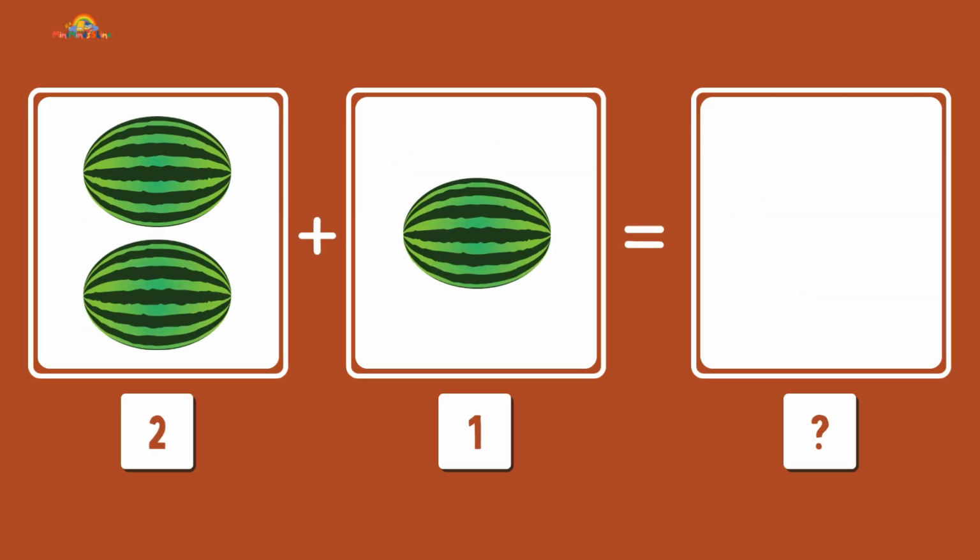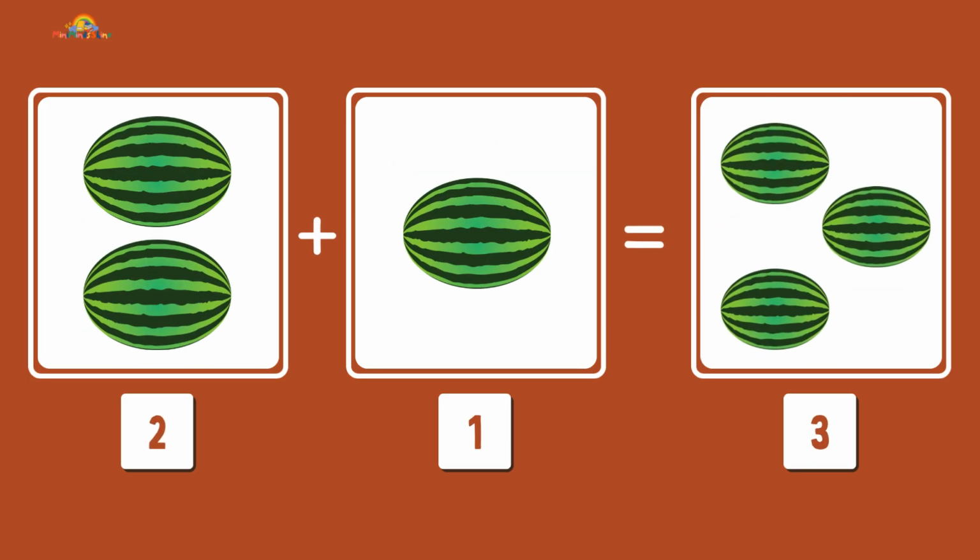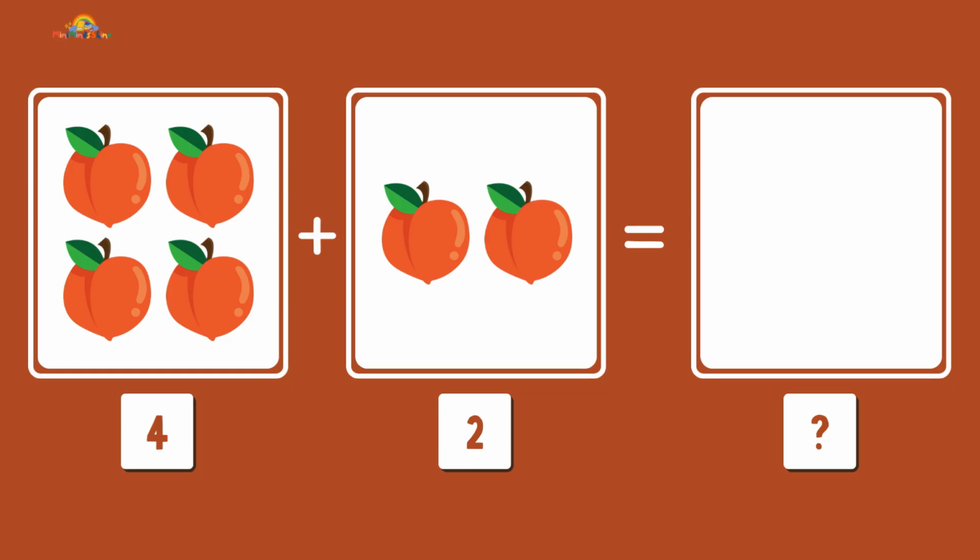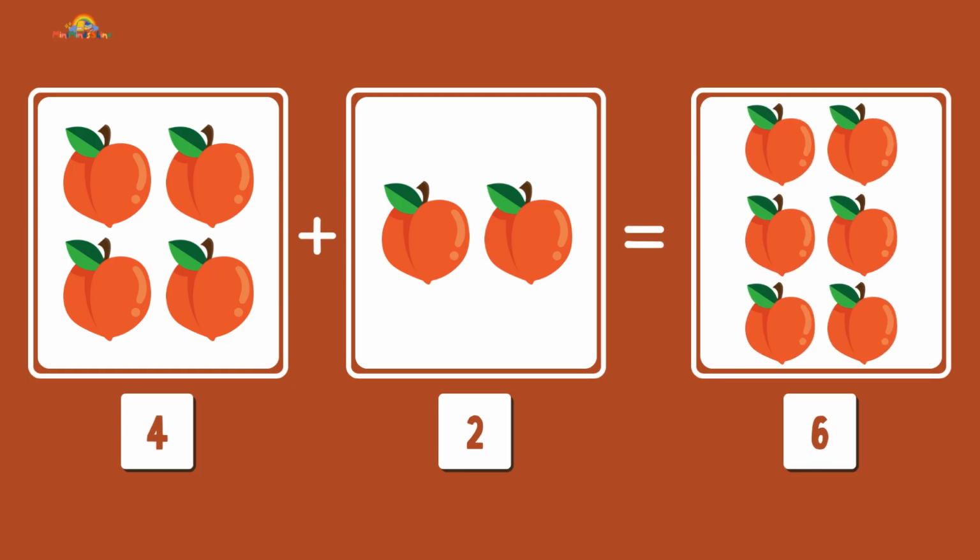We have 2 watermelons and 1 watermelon. Let's count them together. 1, 2, 3. So, 2 plus 1 equals 3. We have 4 peaches and 2 peaches. Let's count them together. 1, 2, 3, 4, 5, 6. So, 4 plus 2 equals 6.